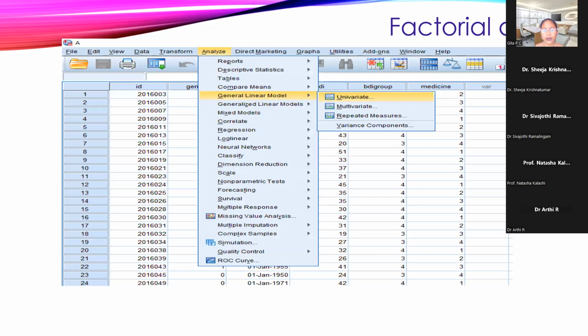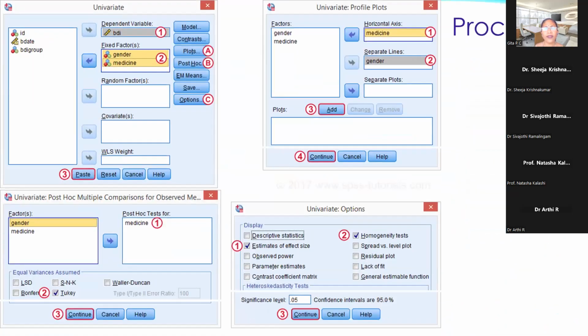So how to run this two-way ANOVA or factorial ANOVA? You have to go to Analyze, General Linear Model, Univariate. As long as your dependent variable is single, you have to use univariate. When your dependent variable becomes more than one, then you have to use multivariate. Now let's go to General Linear Model, Univariate. Then we have so many other things that we have to do. I will tell you one by one.